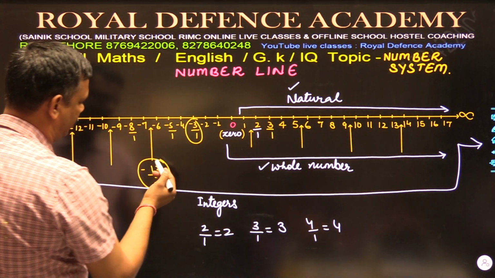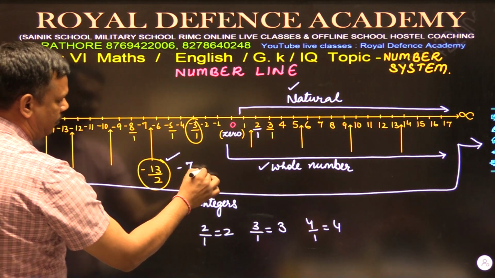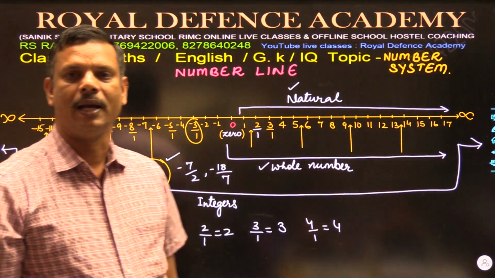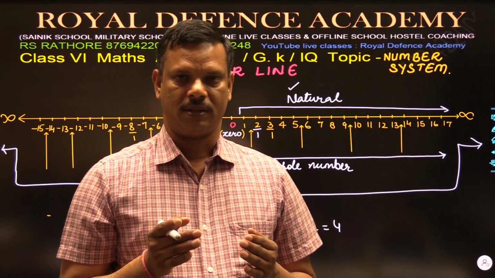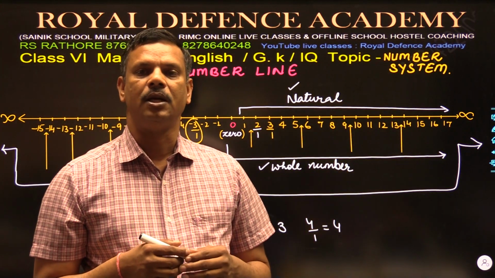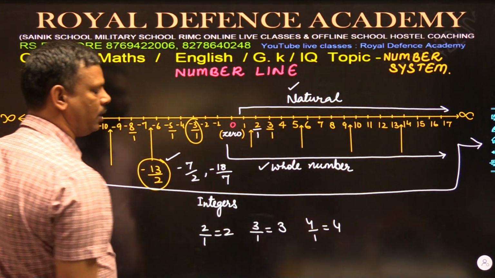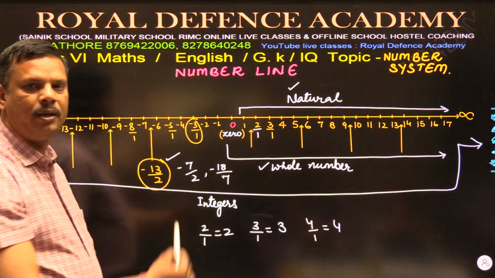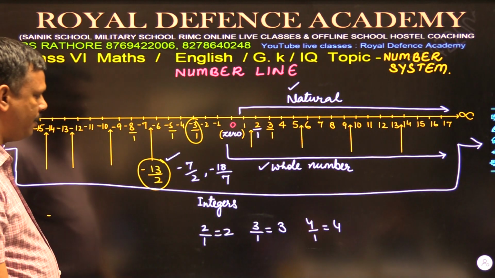Now, when we have numbers like minus 13 upon 2, minus 7 upon 2, minus 18 upon 7, such types of numbers are called rational numbers. A rational number is wider than your integers. Why? Because it also includes fractional numbers. It also includes numbers which are written in p by q form. So here we found that 1, 2, 3, 4, 5 are natural numbers, which are included in your rational numbers. Then 0 is also included in rational numbers. Integers, negative numbers are also included in rational numbers.